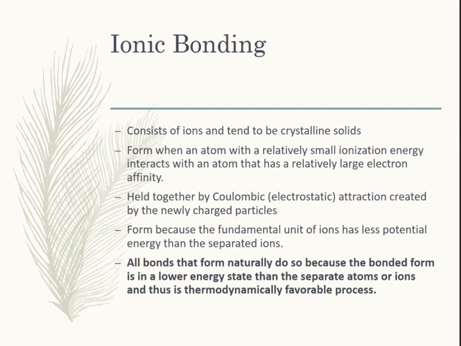They form because the fundamental unit of ions has less potential energy than the separated ions themselves. So, they form because it's a favorable process, therefore, it happens naturally. All bonds that form naturally do so because the bonded form is in a lower energy state than the separated atoms or ions, and thus is a thermodynamically favorable process.